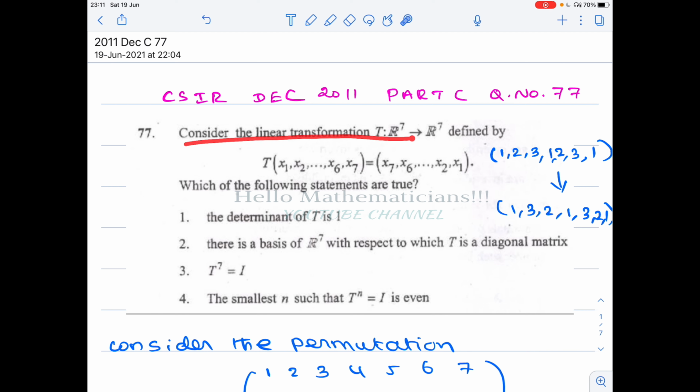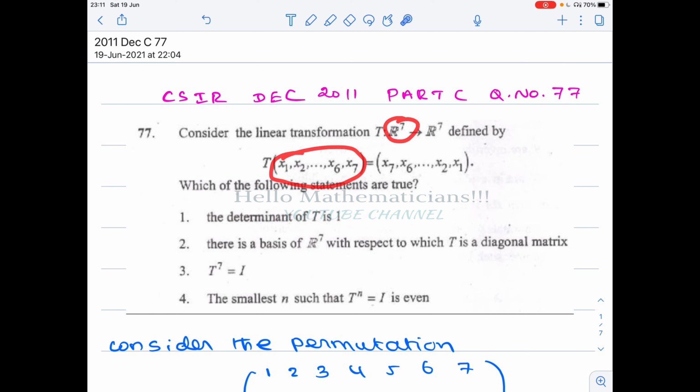Consider the linear transformation T from R^7 to R^7 defined by T(x1, ..., x7) = (x7, x6, ..., x1). Basically, what T does is you take a vector in R^7, it will have 7 coordinates, and it just reverses the coordinates. So I think the action is clear.